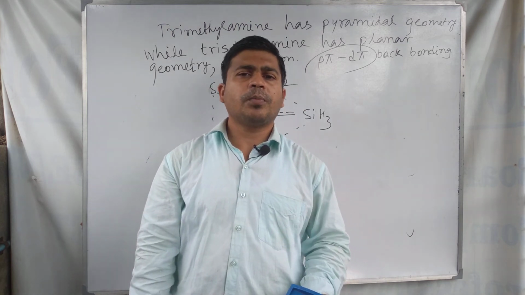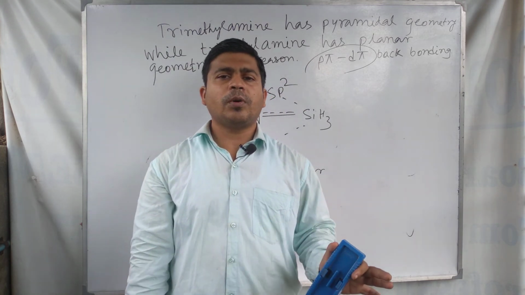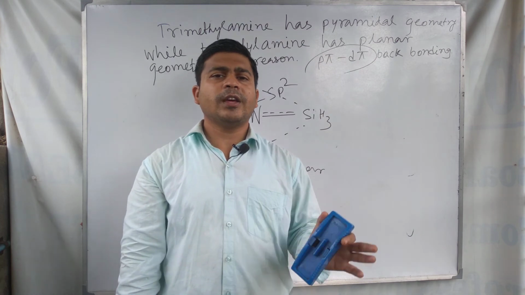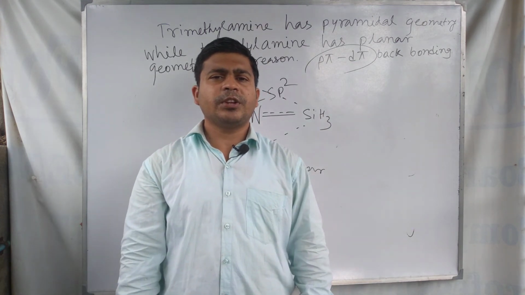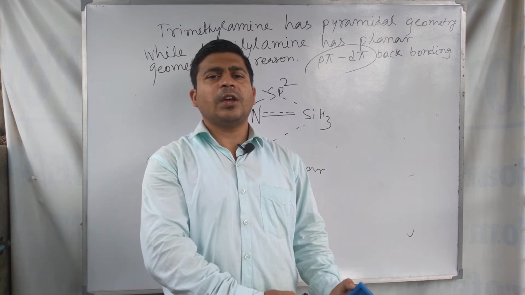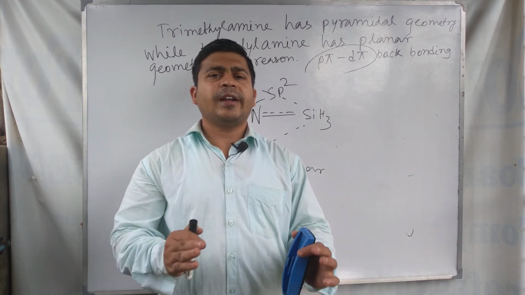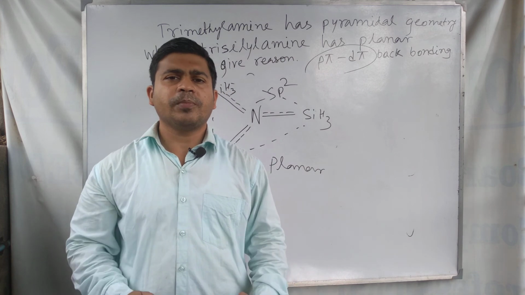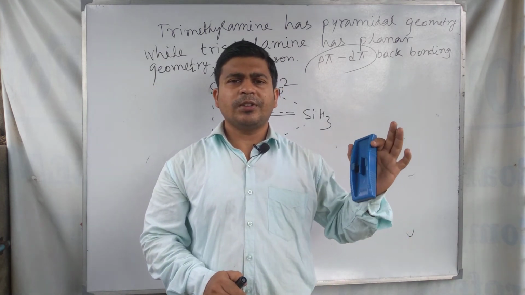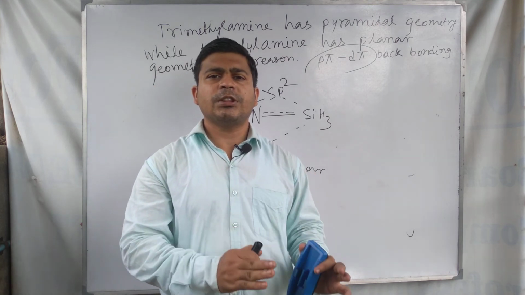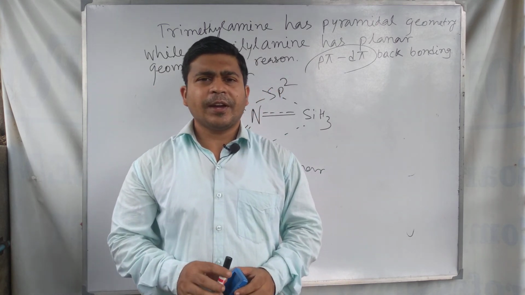One has the donor property, another has no donor property. In one case the nitrogen is sp2 hybridized, in the other case nitrogen is sp3 hybridized. In one case the shape is pyramidal and in another case the shape is planar. Why? Because of p pi d pi back bonding. This is the main topic of discussion in this part, and I have discussed it.